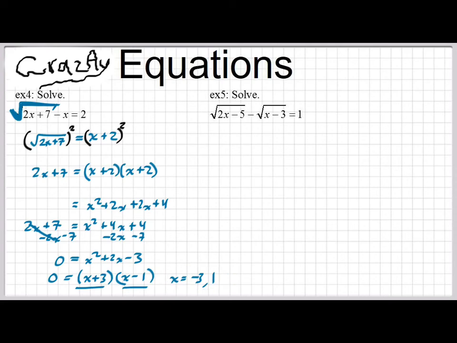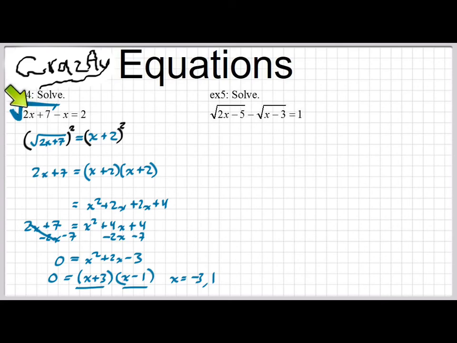Oh, but wait a second. Before I box it, I need to check. Negative 3, can I plug that into this radical thing right here? Because there's a limiting operator. Here, you see this radical, the square root? That's a limiting operator. You can't plug in certain numbers into this.